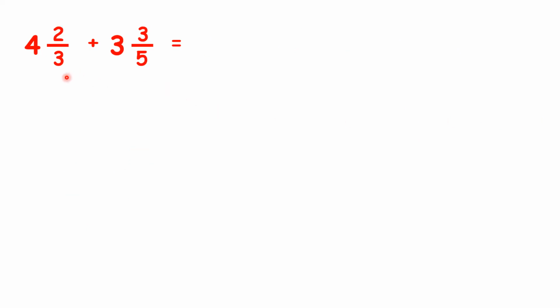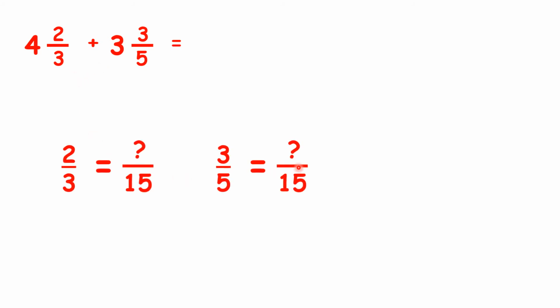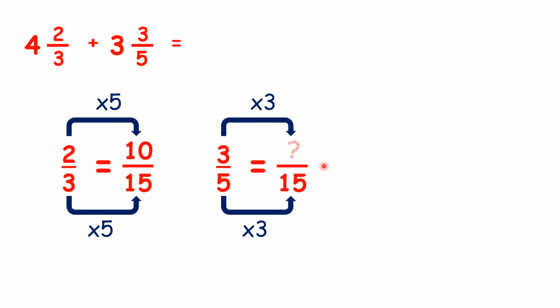Now pause the video and see if you can work out 4 and 2/3 plus 3 and 3/5. Well, we need to look at our denominators first. 5 isn't a multiple of 3, so we need to change both fractions. 2/3 is the same as 10/15, and 3/5 is the same as 9/15. So we can rewrite our question as 4 and 10/15 plus 3 and 9/15.